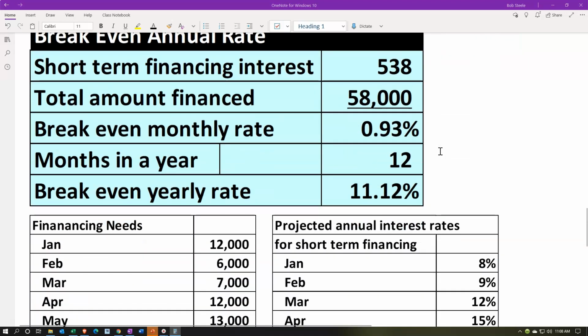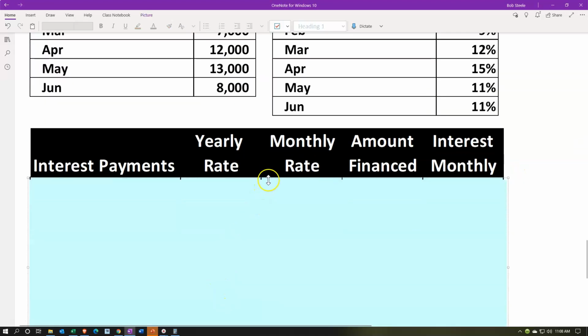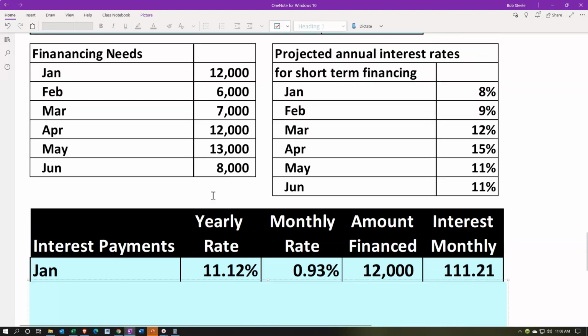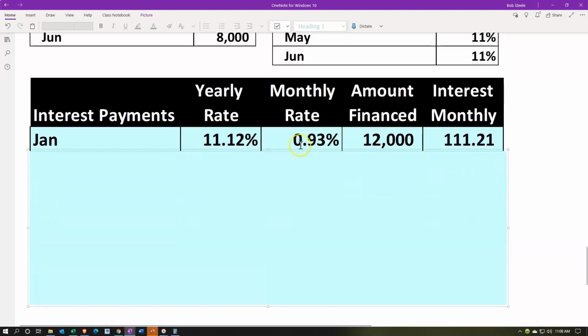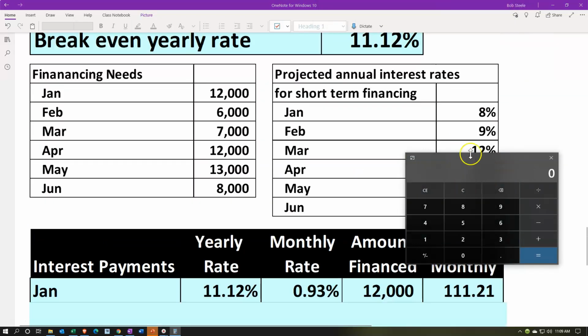But then we might want to prove this, so we can prove this by plugging it back into the same kind of table, which would be a lot easier to look at. We'd say, okay, now we're going to take that January number where we're just going to pick the 11.12 right here, the one we just figured. Again, it's rounded, so it's not exact. And then we have the monthly rate, which we would divide by 12 once again. So we'll just take that number and divide it by 12.